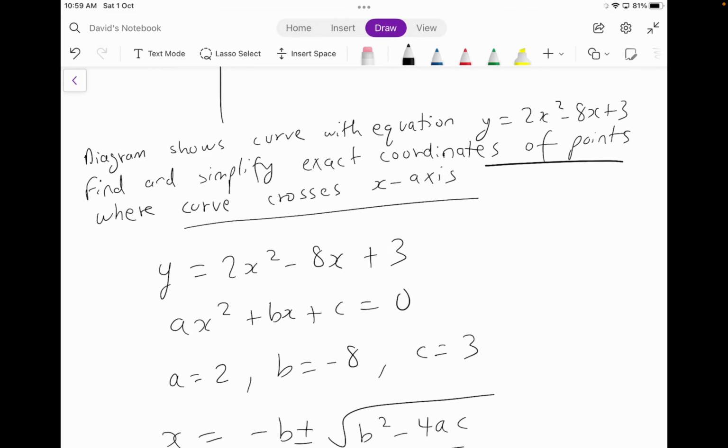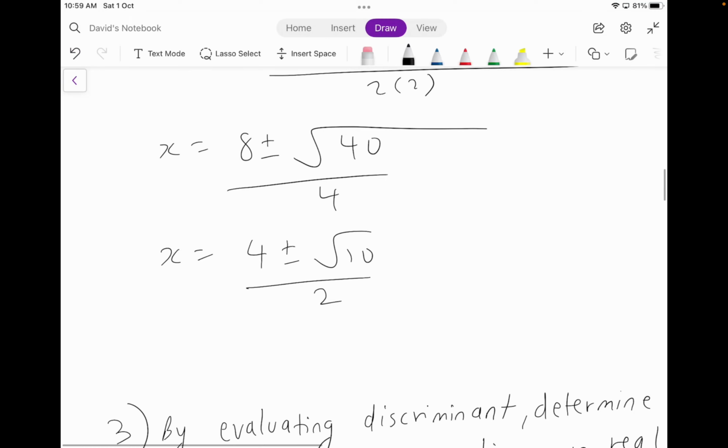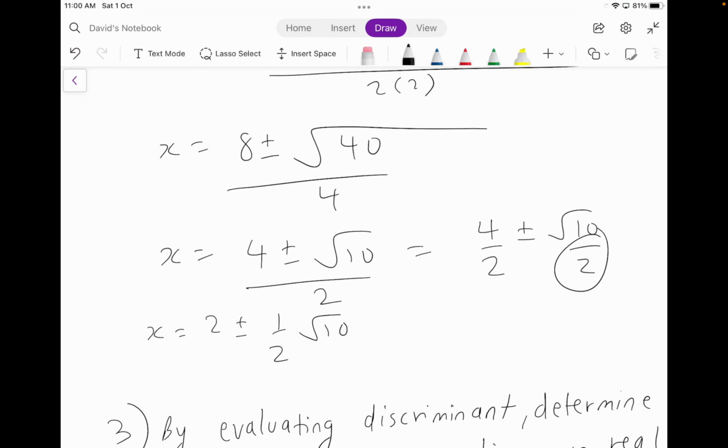So what you can do is we have to find two points. If you simplify this, you will get it in the form of 4 divided by 2 plus or minus square root 10 divided by 2, so that you will get the x value to be 2. Since you simplified, it's 2 plus or minus half of square root 10, since the half comes from the divided by 2.